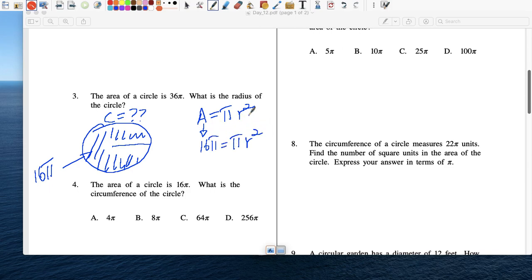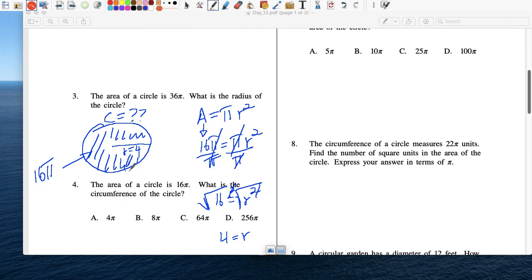So just like the previous problem, right? Let's make that look like this. So divide by pi, so the pi's go away. I'm left with 16 equals r squared. Now, take the square root, invisible 2, and this goes away. R is left over, and the square root of 16 is 4. So the radius of my circle is 4.